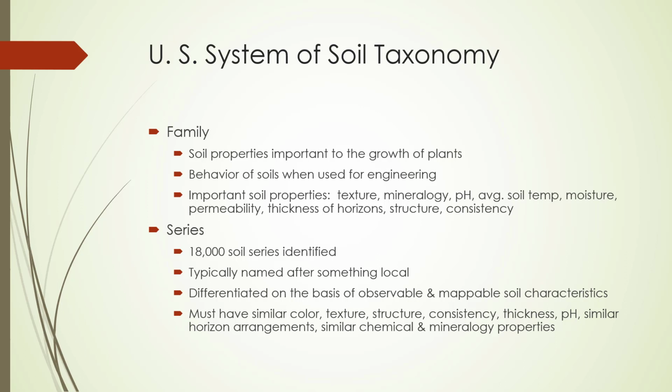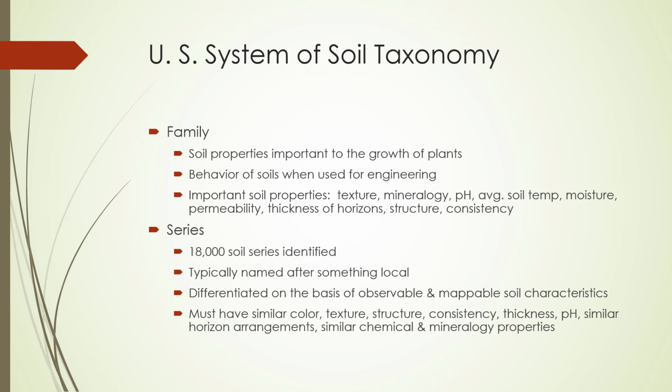So we've talked about orders, and then there's family. And family are the soil properties important for the growth of plants. This is also the behavior of soils when used for engineering. And next week we're going to actually take a look at some soils and see if they're useful for what we want them to be for. This will be in our soil survey books. So important soil properties include texture, mineralogy, pH, soil temperature, moisture, etc.